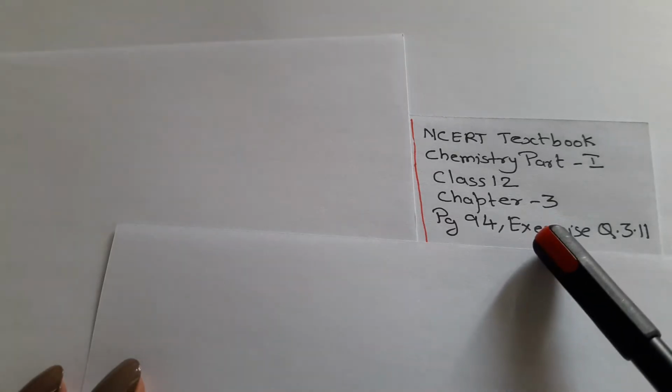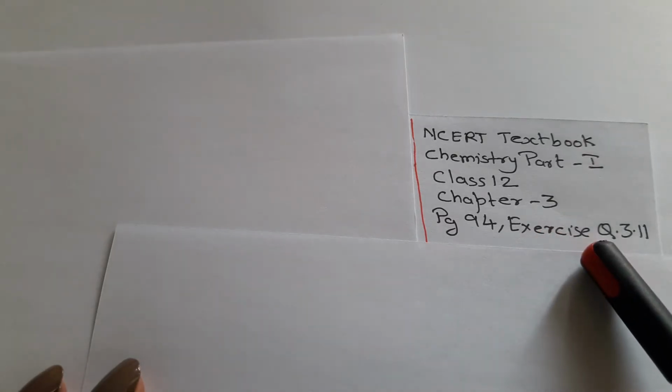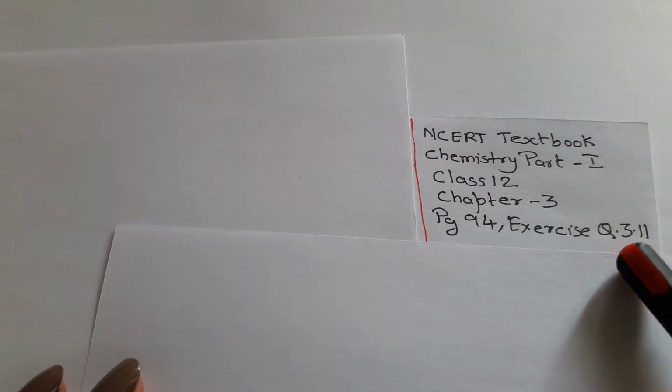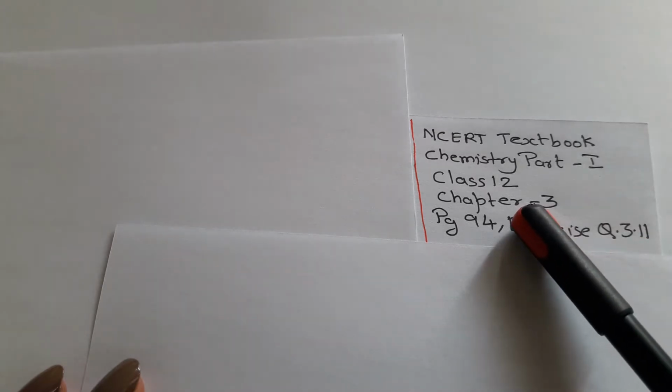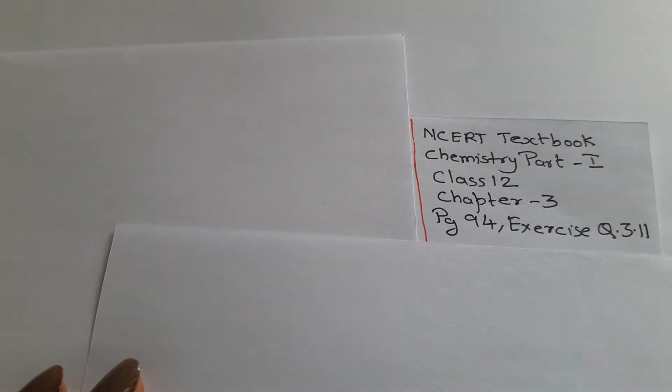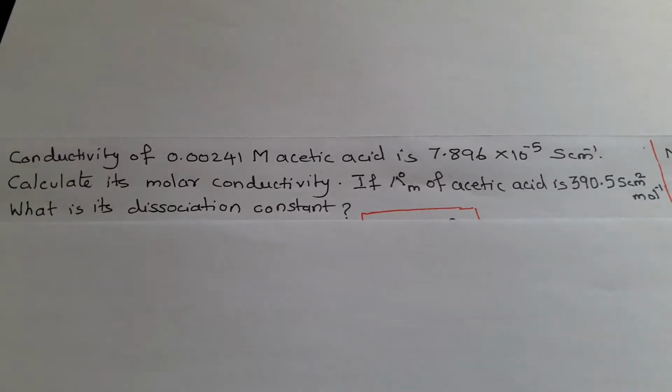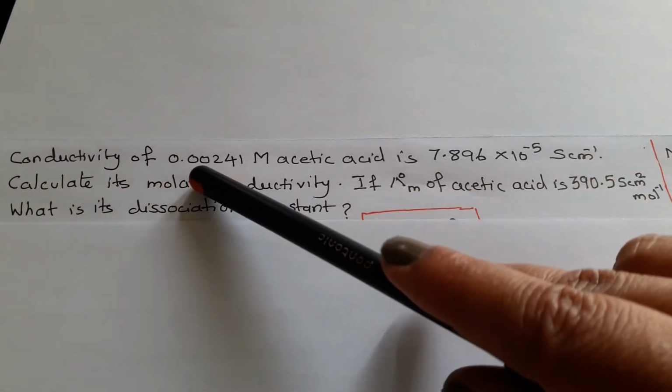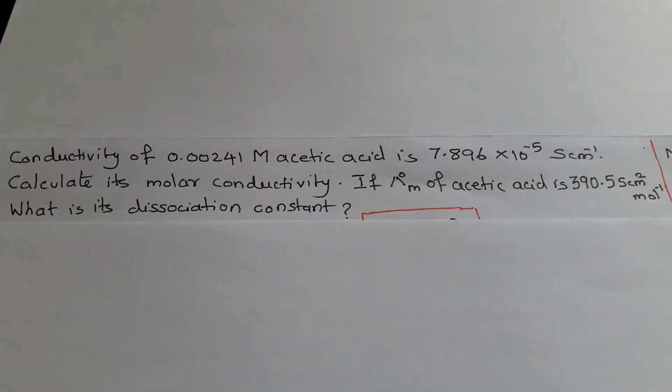We will solve an exercise question 3.11 from chapter 3 of NCERT chemistry text part 1. The conductivity of 0.00241 molarity acetic acid is 7.896 into 10 raised to minus 5 Siemens per centimeter.